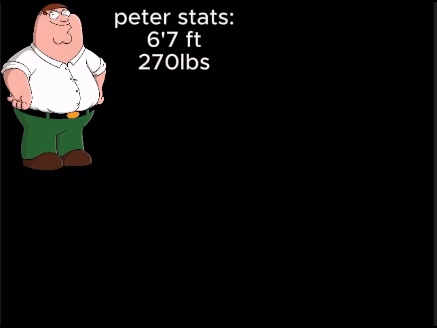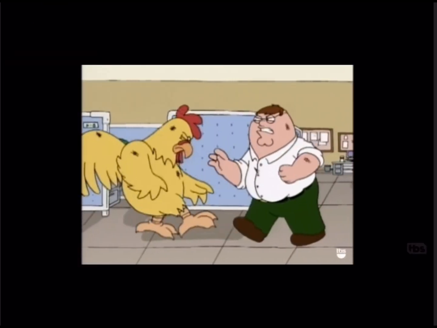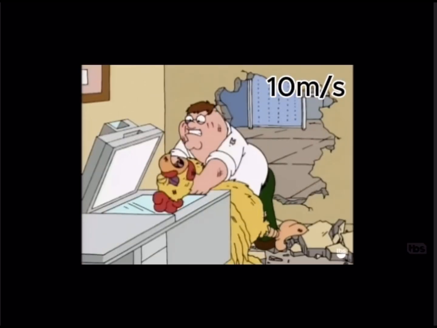So Peter Griffin stands at a surprising 6'7" and weighs about 270 pounds. Ernie the Giant Chicken, yes, that is his real name, is only an inch shorter at 6'6" with a weight of 266.76 pounds. Peter charges at Ernie at 10 meters per second, which results in the two colliding and crashing through the wall. Peter Griffin must have been training because last time he tried to run through a wall, he knocked himself out. But back to the task at hand.